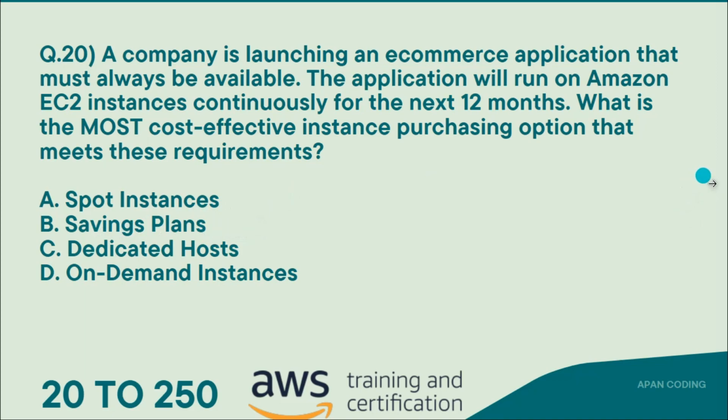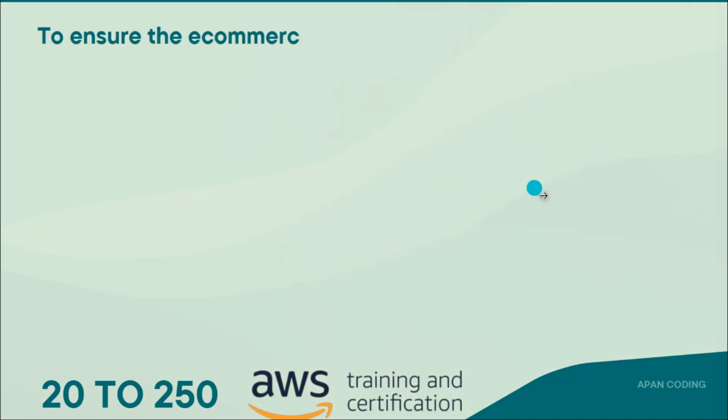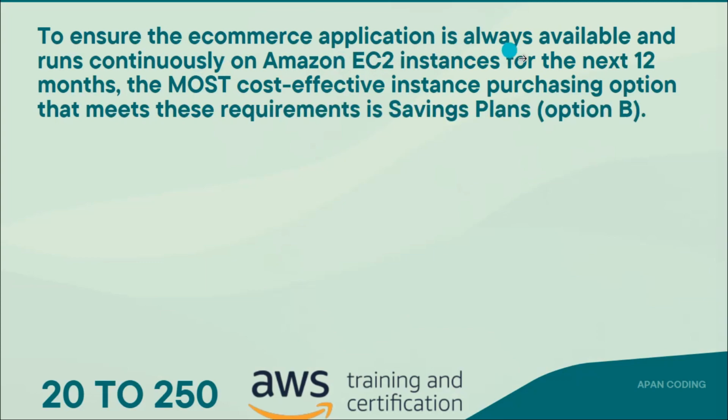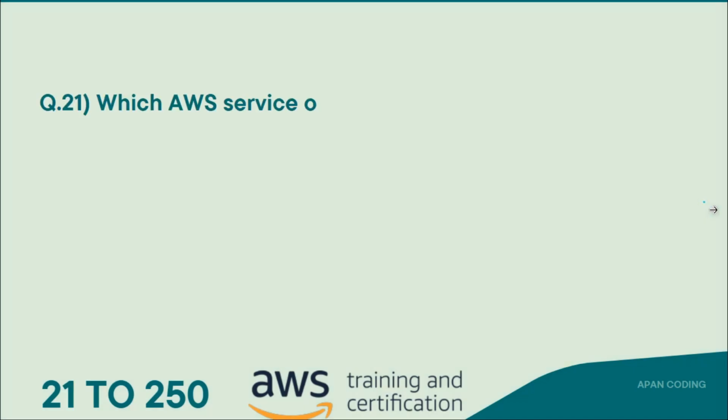Now moving on, we will see the explanation. To ensure the e-commerce application is always available and runs continuously on Amazon EC2 instances for the next 12 months, the most cost-effective instance purchasing option that meets the requirements is Savings Plans. Option B is right, Savings Plans. Now moving on to question number 21.